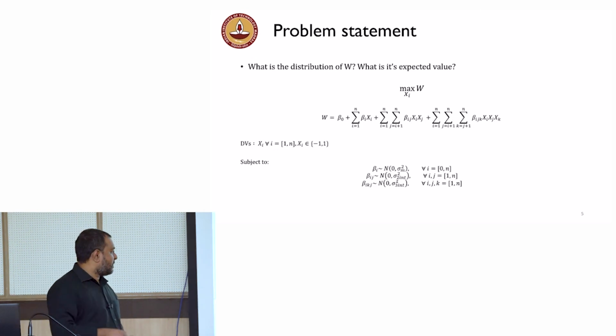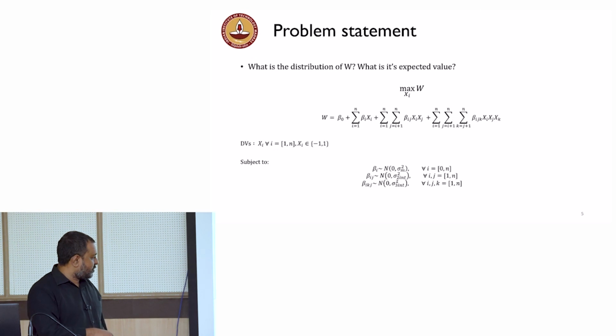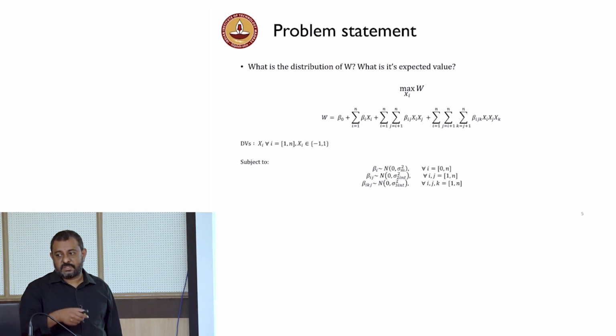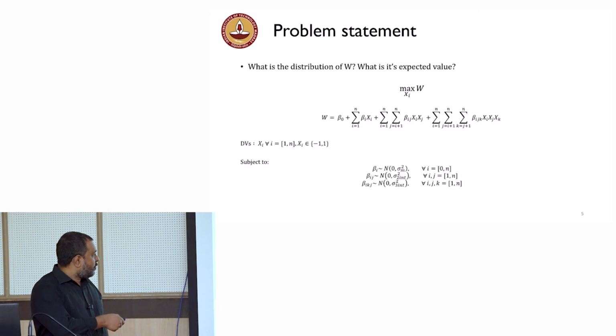If I gave you this as an optimization problem, and I know these are the distribution of betas, but for a given function, you know the betas. Some will be negative, some will be positive. They're Gaussian in nature. If I give you a set of betas, what would you do to try and maximize W?